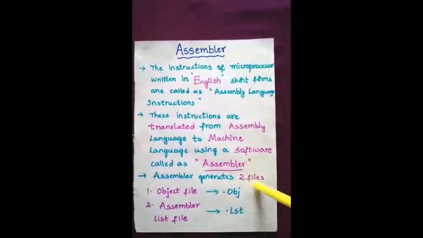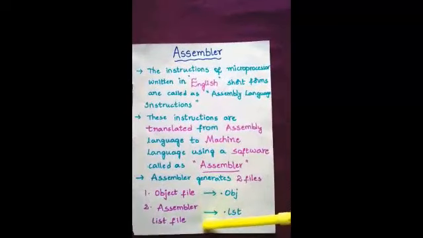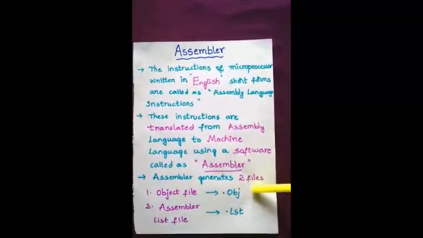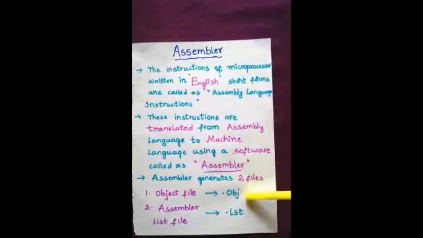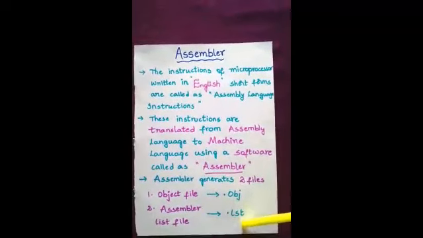Generally, an assembler generates 2 files. They are the object file and the assembler list file, and the extensions are .obj for the object file and .lst for the assembler list file.